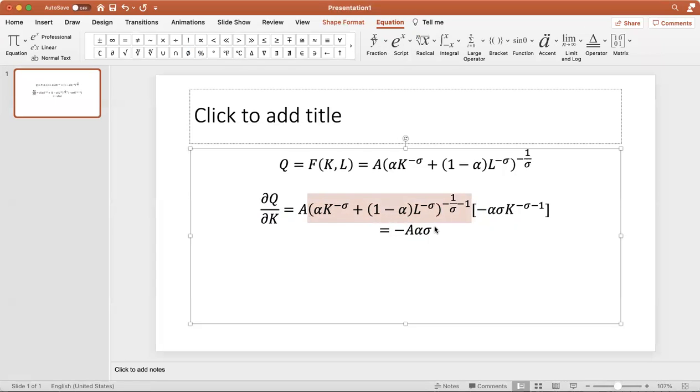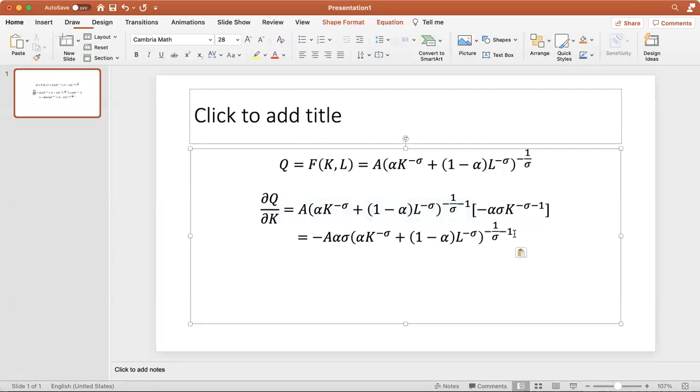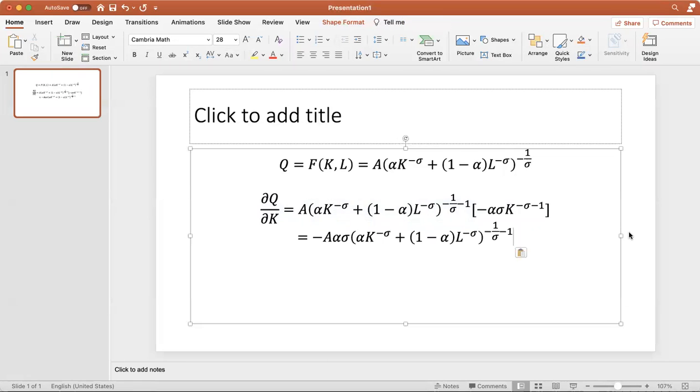Copy this entire expression. Okay. And then you have K raised to negative sigma minus 1. All right.